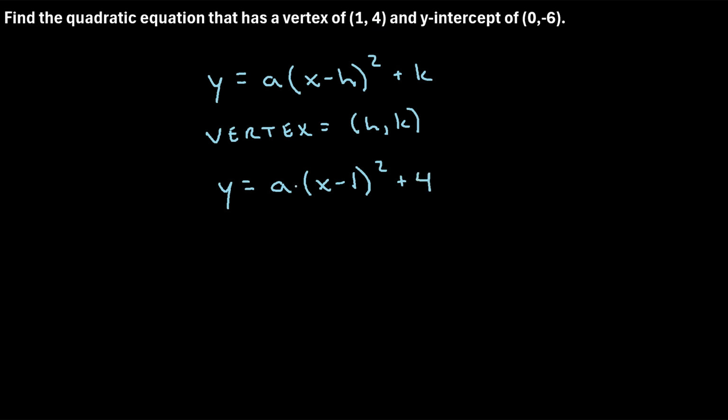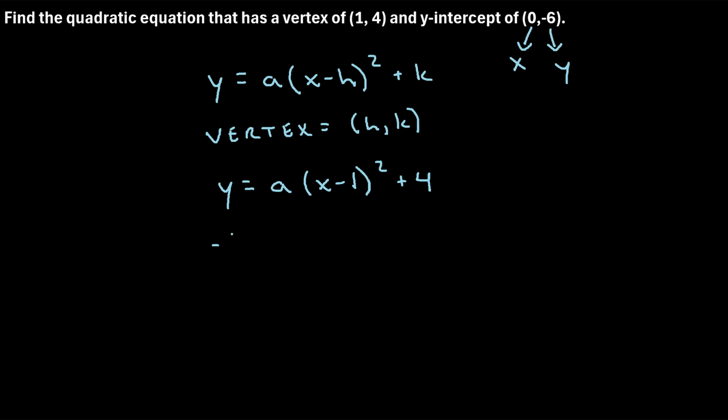Now the last step is we just need to figure out what this value for a is, and the way that we can do that is with this y-intercept that we're given. So we're told that the y-intercept is located at (0, -6). So what we can do is plug in a 0 for x and plug in a -6 for y into this equation, and we'll be able to solve for a. So let's go ahead and do that.